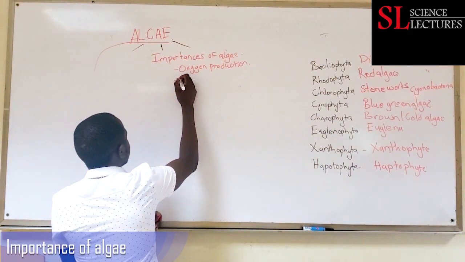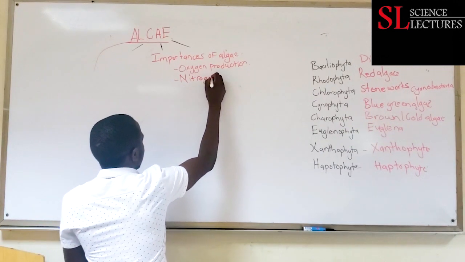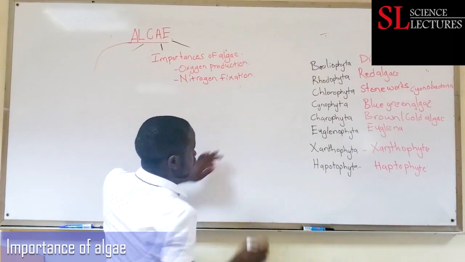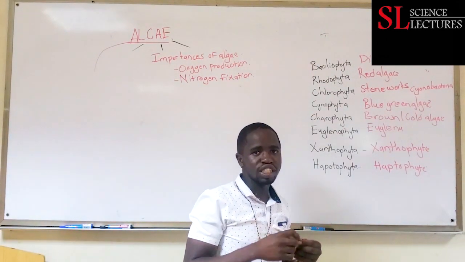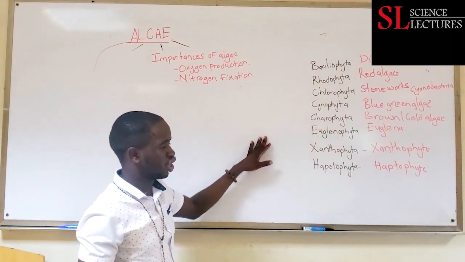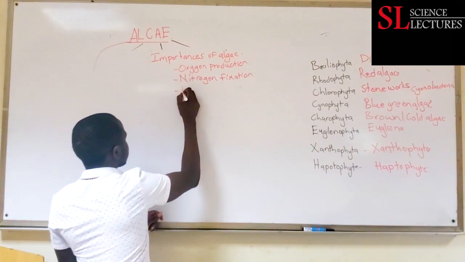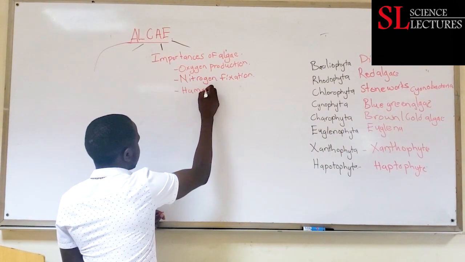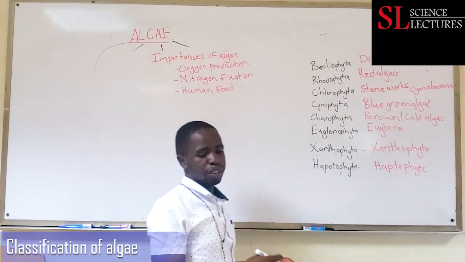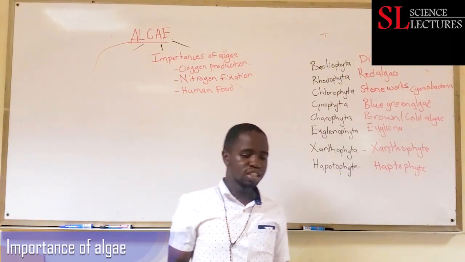Then number 2, algae is responsible for nitrogen fixation. So especially the blue-green algae, it has specialized cells that can fix atmospheric nitrogen from the soil. Then some algae is eaten as food. Some algae is eaten as human food. This is very common, especially in the coastal areas where they feed on that algae.